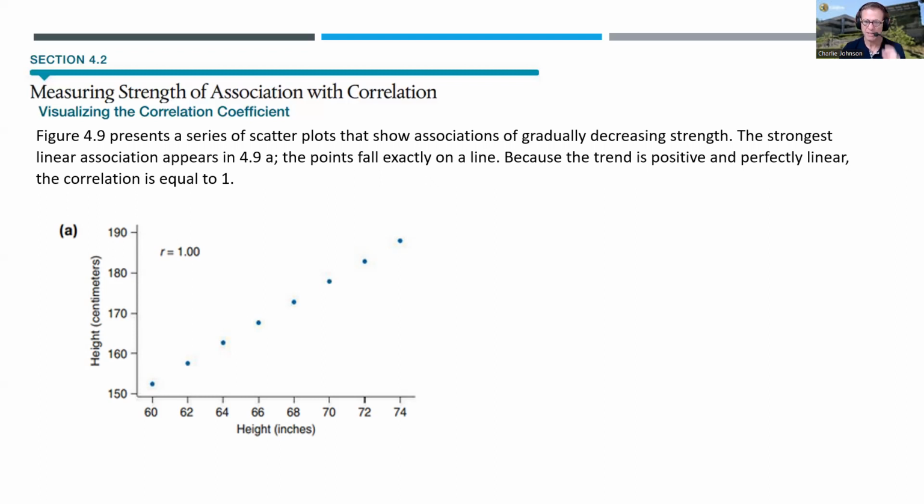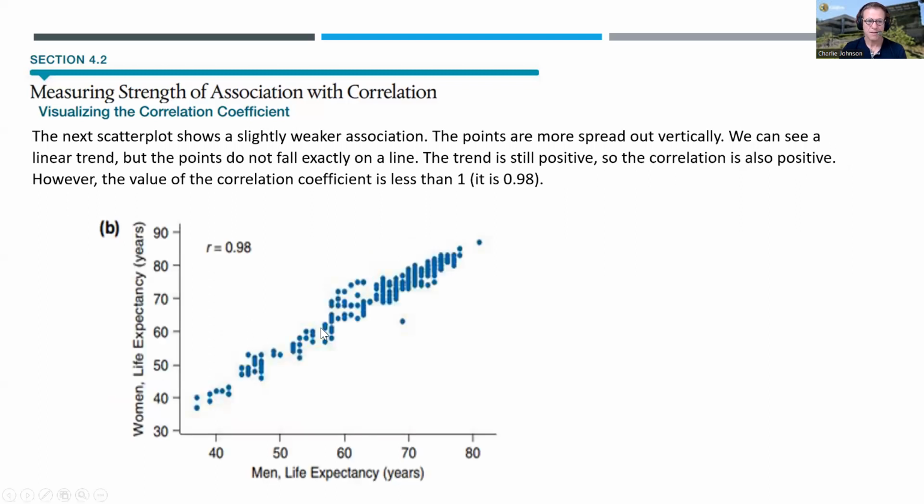And now we show them in decreasing order. This scatter plot shows a slightly weaker association. We can see that if we were to draw a line through those points, some would be above, some would be below. We have this vertical spread. These points are more spread out vertically. We can see a linear trend, but the points do not fall exactly on a line. The trend is still positive, so the correlation is also positive. However, this time the value of the correlation coefficient is slightly less than 1. It's 0.98, but really close to 1. So that's a very strong association.